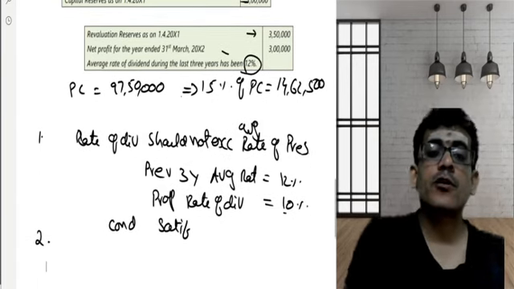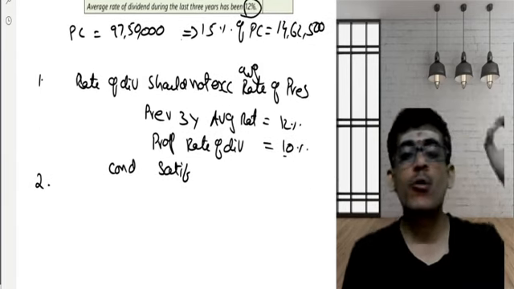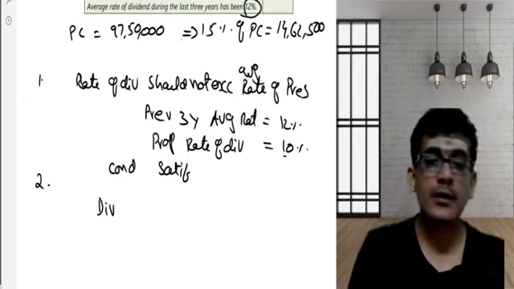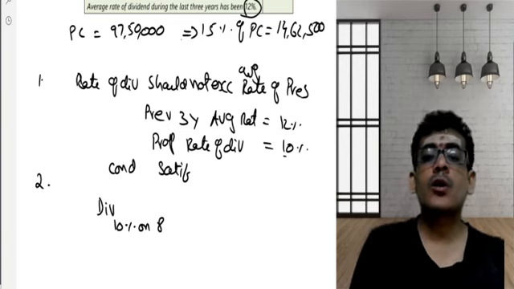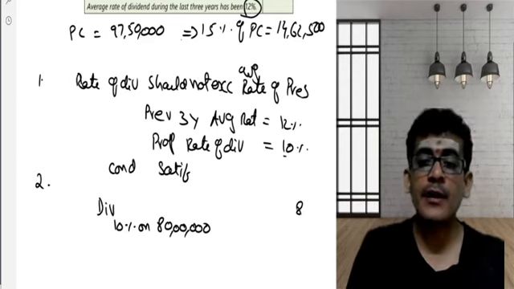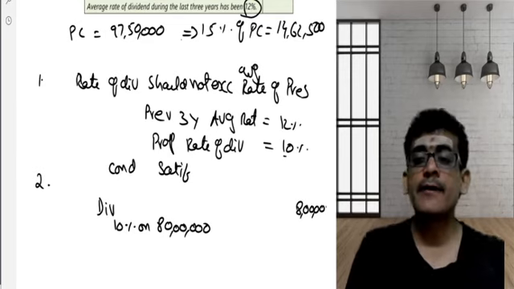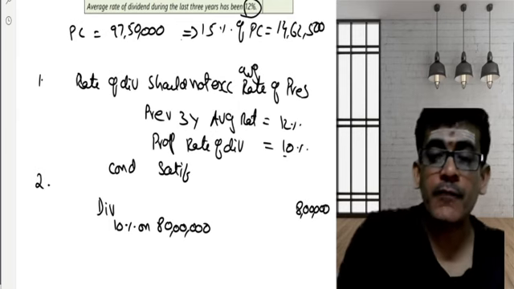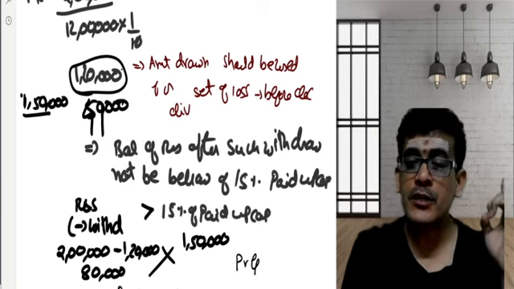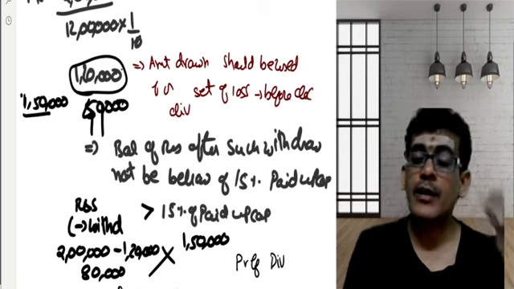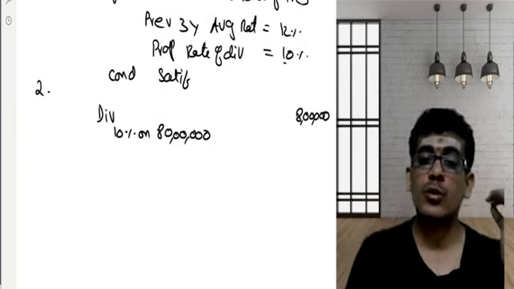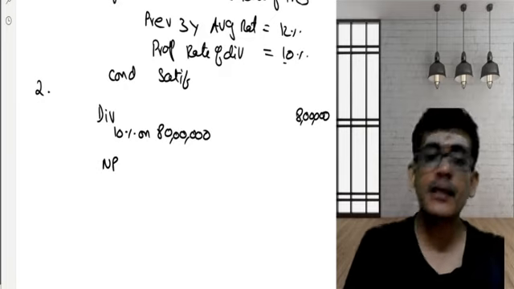Before going to the second condition, what is the amount required? What is the dividend we are drawing here? Dividend 10% on 80 lakhs. So you want to pay a dividend of 8 lakhs. And one more point I forgot to mention here. Before paying the dividend to equity shareholders, preference dividend is supposed to be paid. You have to pay the preference dividend to the preference shareholders, then only you need to pay the dividend to the equity shareholders.